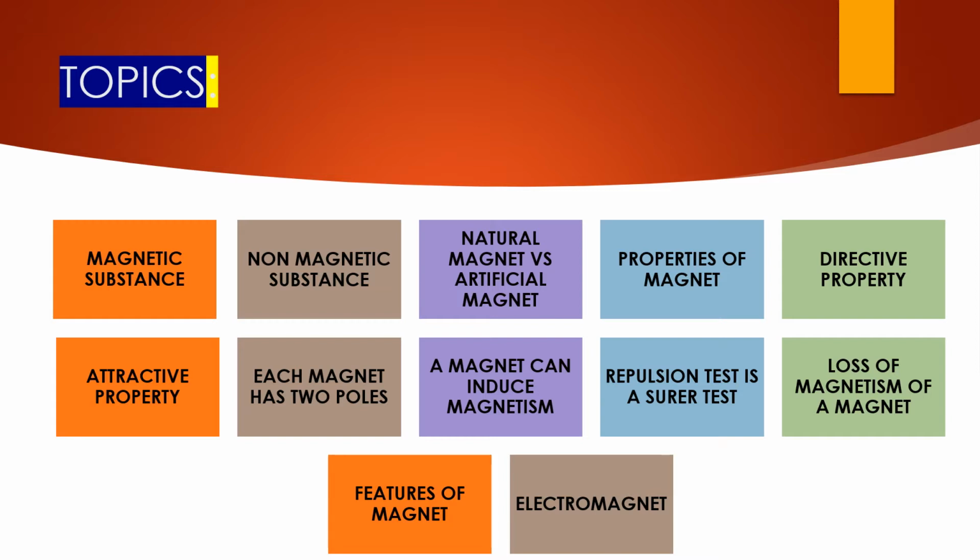Each magnet has two poles. A magnet can induce magnetism. Repulsion is a surer test. Loss of magnetism of a magnet, features of a magnet, and electromagnet.